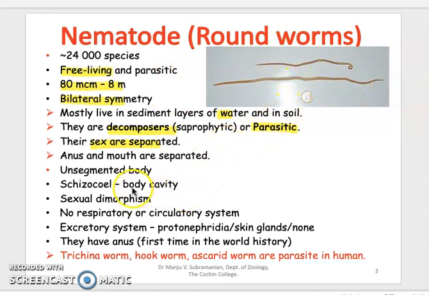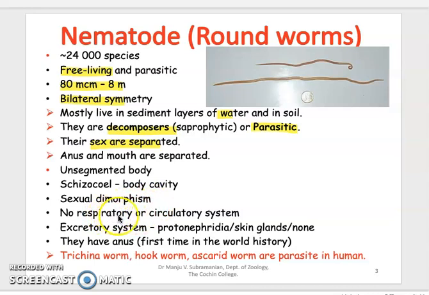Then the body cavity is schizocoelic, that is, the body cavity is a coelom formed from a block of mesoderm around the gut that enlarges and hollows out. So this type of formation of the coelom is called a schizocoelom. So the coelom arises as a cavity which is formed from the mesoderm. I hope you have studied this in your lower classes. Then there is sexual dimorphism, as we have told.